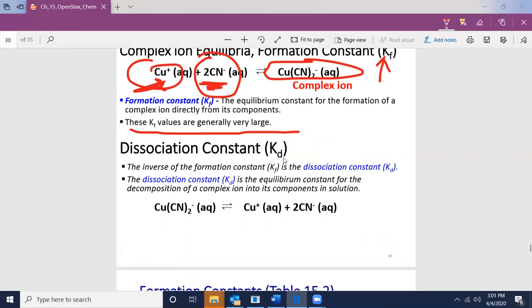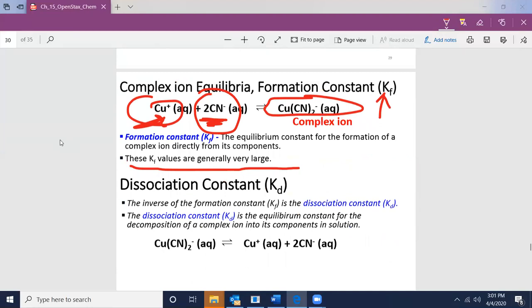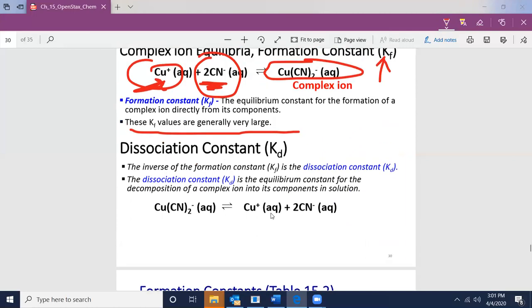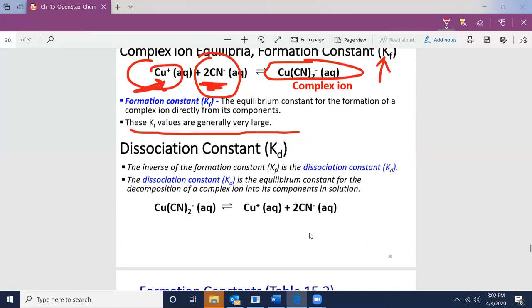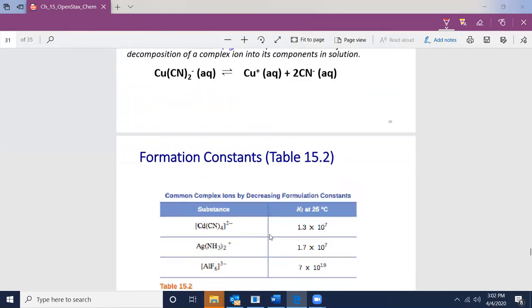Dissociation constant: when we're talking about the dissolution of the complex ion, if the KF is very, very large, then KD is definitely going to be a small number. It means dissolution or dissociation is not that feasible. The inverse of the formation constant is the KD, and KD is the equilibrium constant for the decomposition of a complex ion into its components in a solution. So if the KD for the complex ions is very, very small, can we increase the dissociation? Can we somehow enhance more dissociation if we need it? We will see those ways as well.